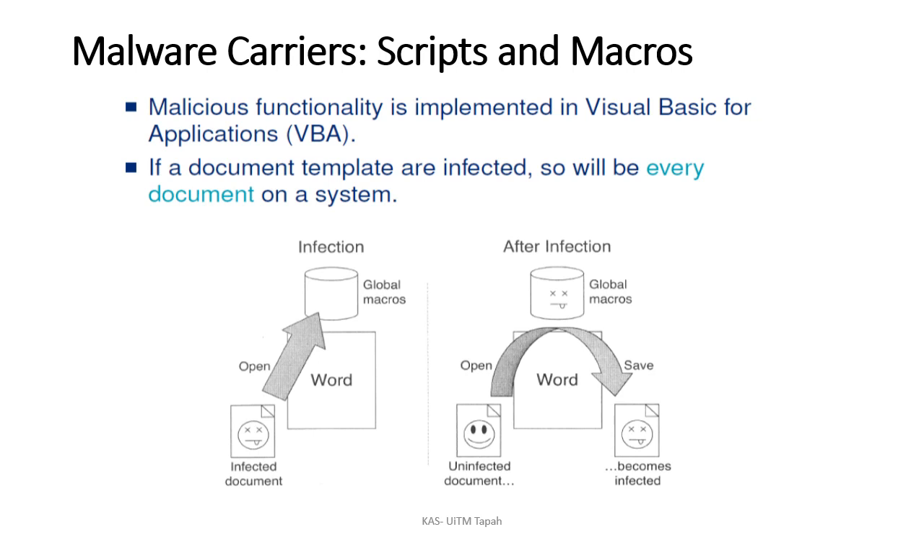So this is an example of how document templates are infected. It will be every document on the system. These are the infected documents. You open a file, and it goes into the global macro of your file in Word, for example. Then the infection happens. So the uninfected document, when the hard disk program has been infected, is saved and becomes an infected file. From an uninfected file, it becomes an infected file.